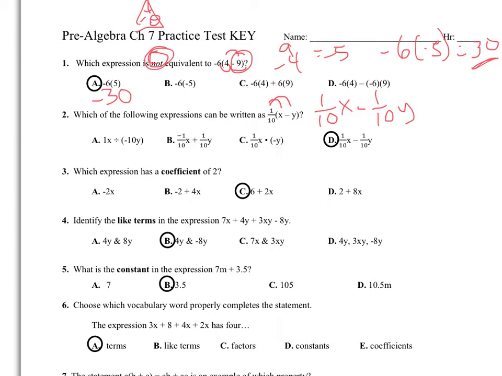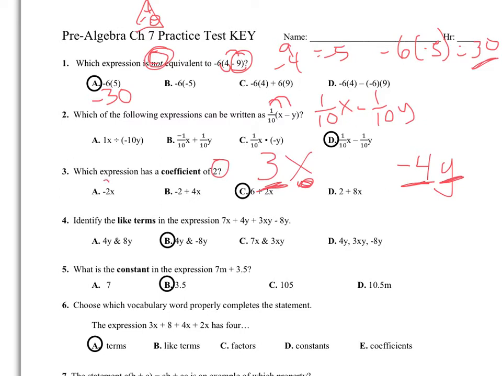All right, number 3. Which expression has a coefficient of 2? Coefficient. Okay, coefficient means the number before the variable. So the coefficient in this case would be 3. The variable would be x. Okay, so the coefficient of this number would be negative 4. Variable would be y. So which has a coefficient of 2?